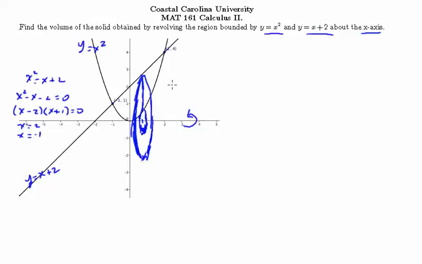Well, as you can see here, we need two radii, the big radius for the big circle and the little radius for the little circle. The big radius is from this point on the x-axis to this point, which really is x plus 2. At this x, this height is x plus 2. So the big R is x plus 2. And the little r is x squared.